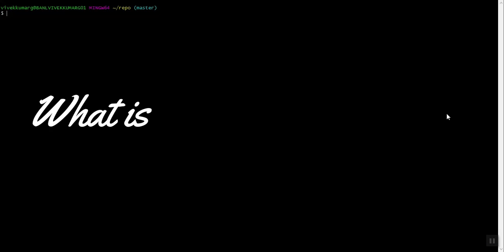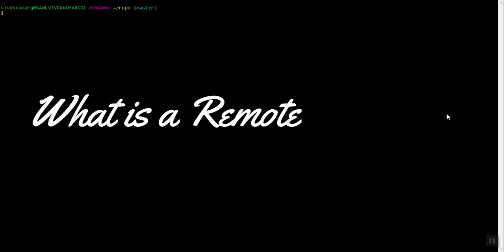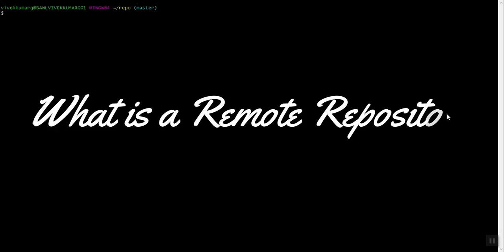So let's take our sessions ahead. A remote repository is extremely similar to our local repository. It's going to contain branches, commits, and all of our tags. But the key difference between a remote repository and a local repository is that the remote repository does not have a working copy associated with it. In other words, it's only going to consist of the .git subdirectory.